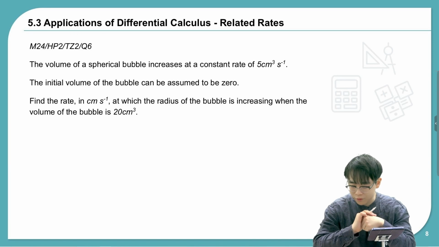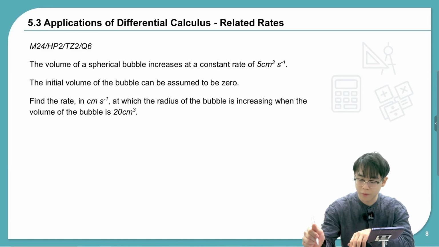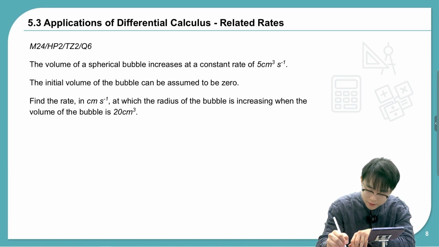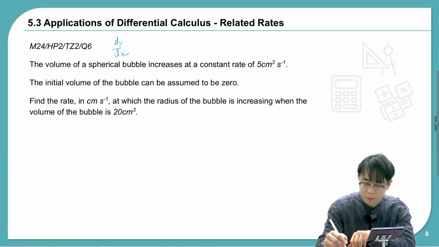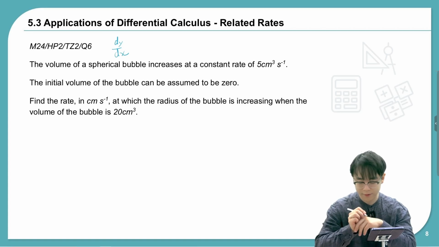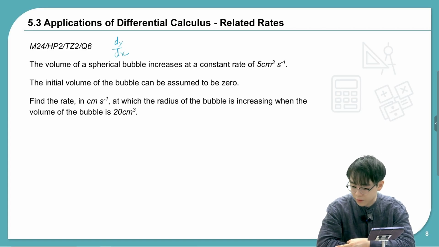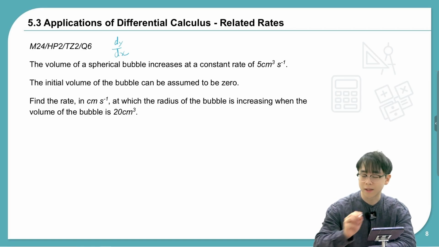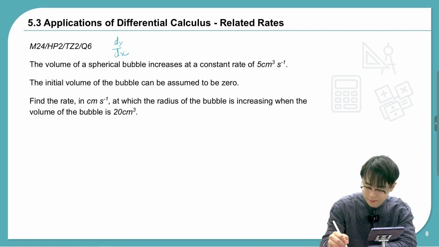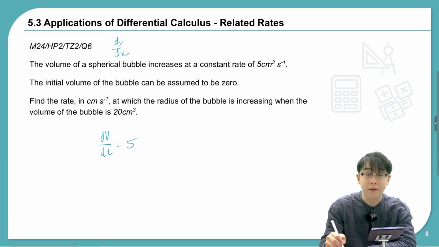So in this one, we have related rates. Remember that we always deal with expressions like dy over dx. It just means how much y changes with respect to x. The volume of a spherical bubble is said to increase at a constant rate of 5 cubic centimeters per second. What that is saying is dV over dt is going to equal 5 cubic centimeters per second.